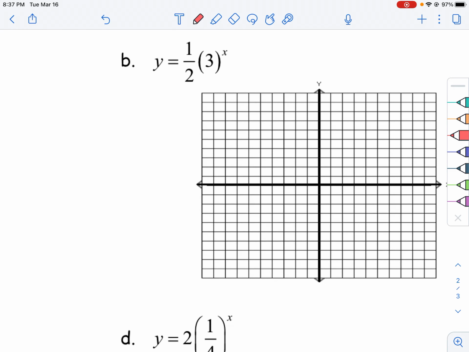For B, we have 3 to the x. So that was, again, 0, 1, 1, and then up 3, 2, and then up 9, -1, we were at 1/3. So this a value is saying take the y values and multiply them by 1/2.